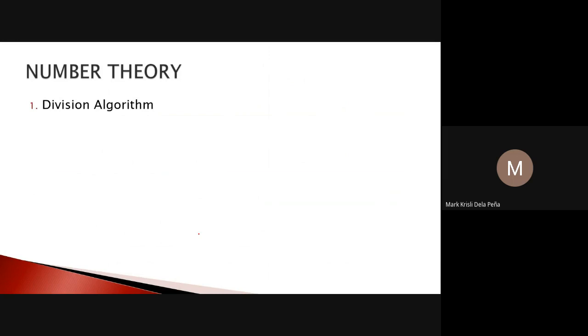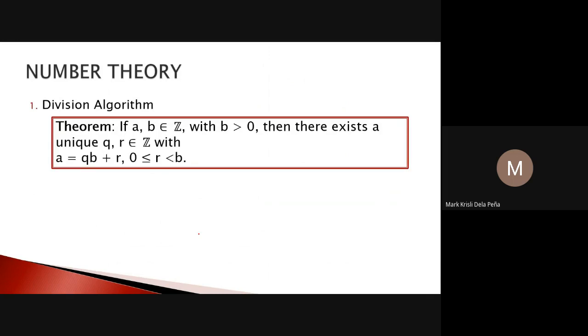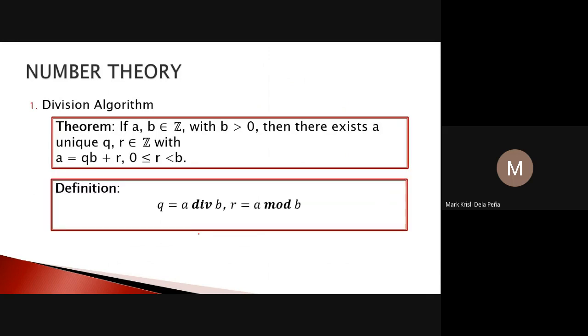Next, we still have another definition for the division algorithm. We can also rewrite this as Q is equal to A divided by B, or A div B. And there is a remainder, which is A modulus B. So what is modulo? Modulo is the process of getting the remainder.